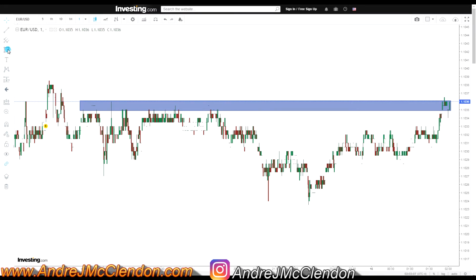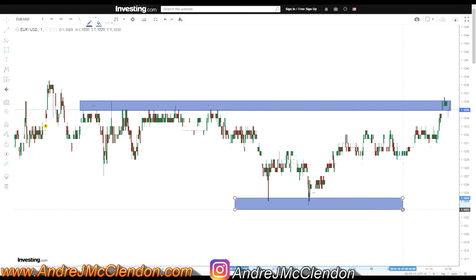Now support, kind of like the floor, when it hits this price location, it respects this price, and then bounces off, kind of like bouncing a ball on the floor. See, bounces. That's what we call support is the floor, resistance is the roof. And it continuously does this.